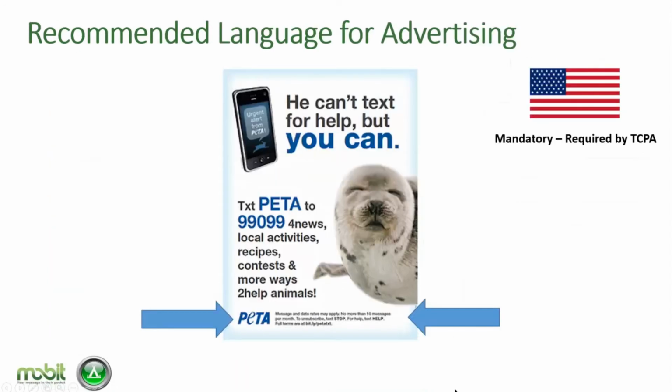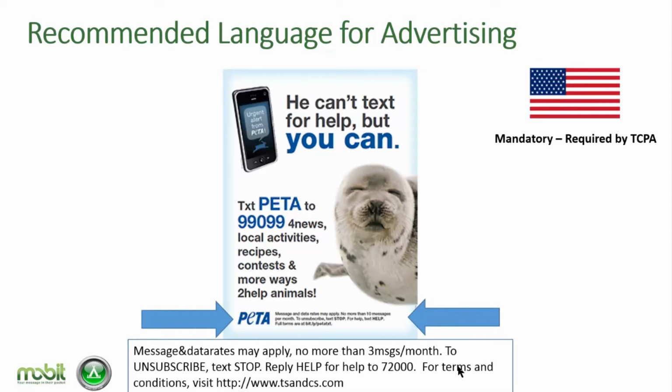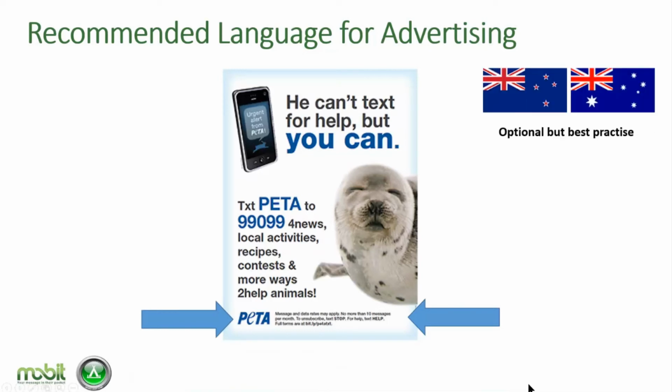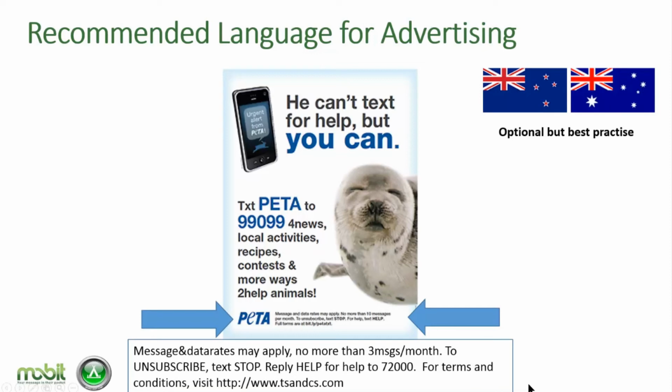Let's now have a look at the language required for offline advertising, and in this case print advertising. So if we're looking to have people opt into our lists through keyword marketing, such as this ad here, which is text Peter to 99099, we must now include the message below. This is mandatory in the United States for all marketing, all keyword marketing. In Australia and New Zealand it's optional, but it is still best practice, and we do recommend that you use at least some of the information that you see down below here.